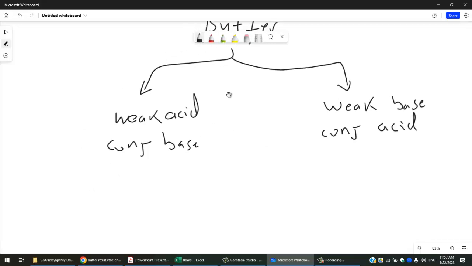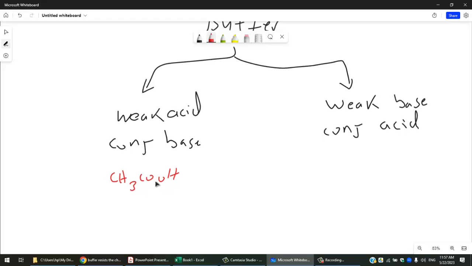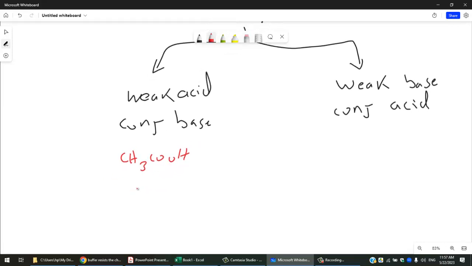An example of a weak acid would be acetic acid, CH3COOH. That's going to make you a very good buffer. But acetic acid by itself is not a buffer, by the way. It's only a weak acid, so you should bring the conjugate base, which is a salt of the acid. So I can bring a salt of that acid, CH3COONa, sodium acetate. So that's a buffer combination.